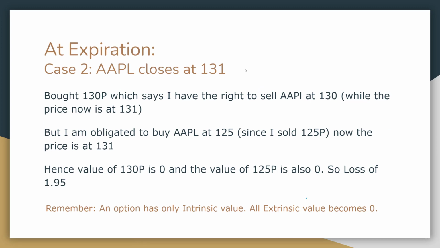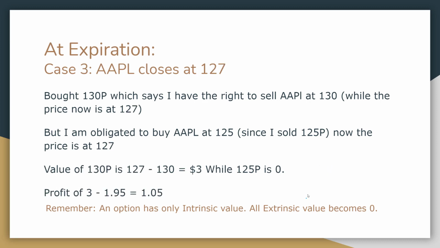Now let's look at case 2. If Apple closes at 131, that means it fell only 96 cents until expiration. So the 130 put will become zero and the 125 will also become zero. It is nowhere close to your price, so they are both out of the money. The 130 put becomes zero, the 125 put becomes zero, so you have a loss of $1.95.